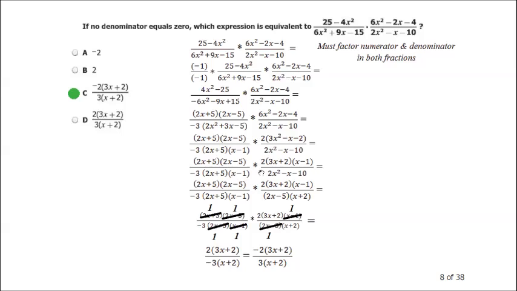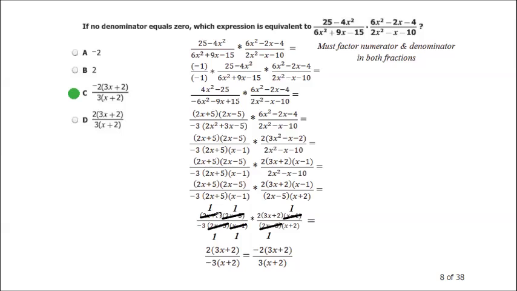So we have 3 out of 4 factored. Now let's go to the 2x squared minus x minus 10. This factors as well, and it factors to be 2x minus 5 times x plus 2. So now we have the numerator and denominator in both fractions fully factored. Now that it's fully factored, I can just start canceling all over the place.